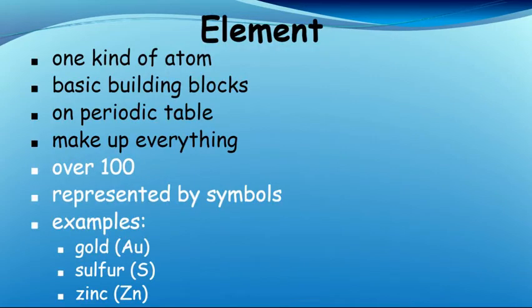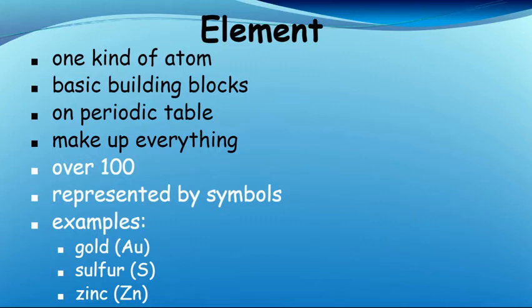Well, an element is one kind of atom. It's the basic building blocks, and they are found on the periodic table, and they make up everything. So if you really stop to think about it, there's over 100 elements that have been discovered so far. That means that everything you see, touch, feel is made up of just those elements, nothing else.